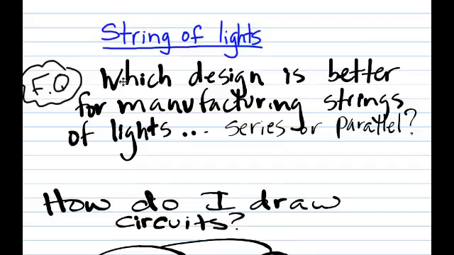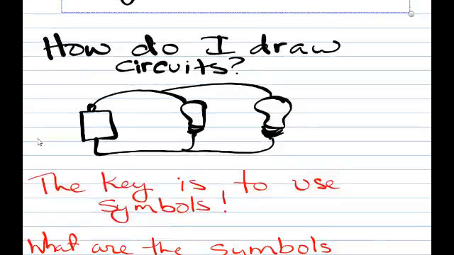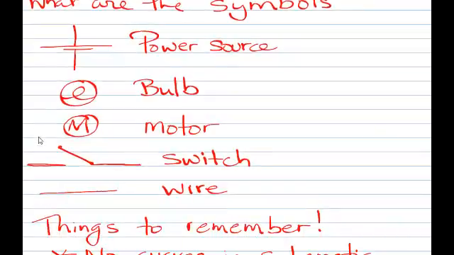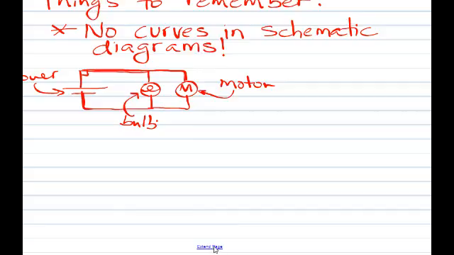So let's go back and kind of review a little bit of what we looked at yesterday in terms of these strings of lights. So we looked at some symbols to draw schematic diagrams. We looked at the power source. We looked at bulbs. We looked at motors. We looked at switches. And we looked at wires. The other thing that we talked about was when I build a circuit, I don't ever have curves in my schematic diagram. And finally, I always have to have corners.